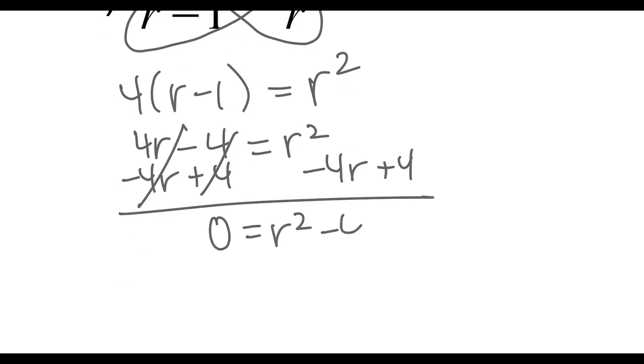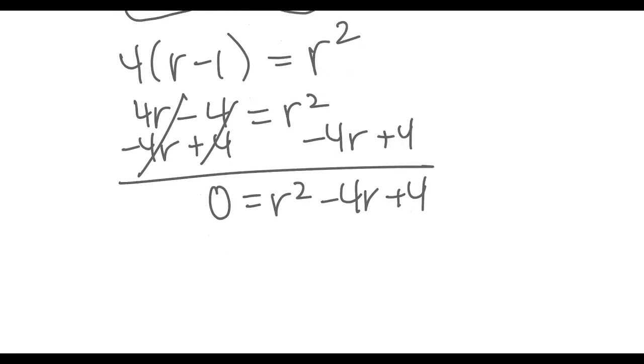So r squared minus 4r plus 4. And then just like Caitlin said, we're going to factor, not square root. So I'm going to make my little X chart. I'm going to find two numbers that multiply to positive 4 but add up to negative 4. I know I can get 2 and 2, but since I want to add up to negative 4, I can make both of them negative.